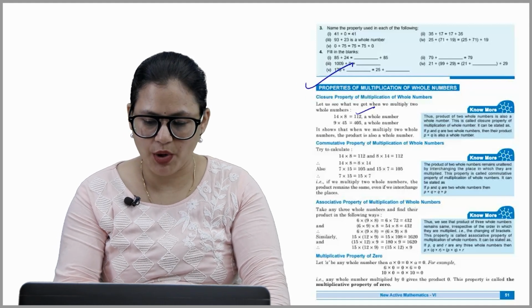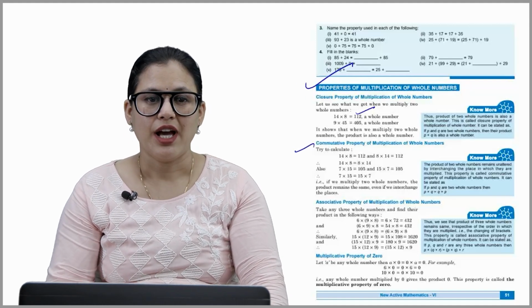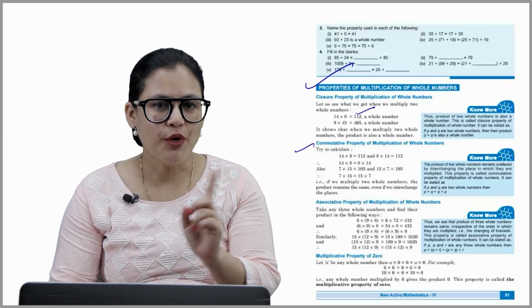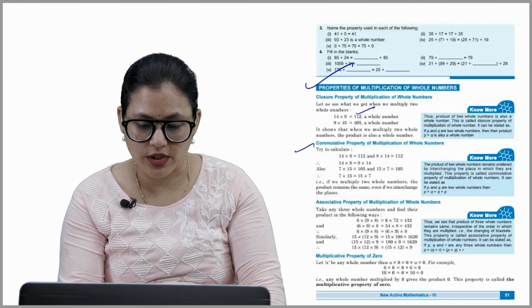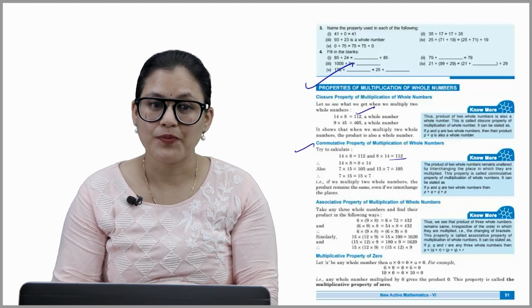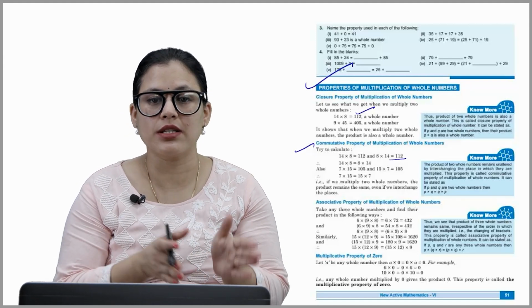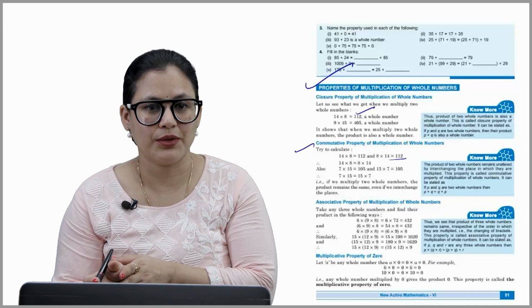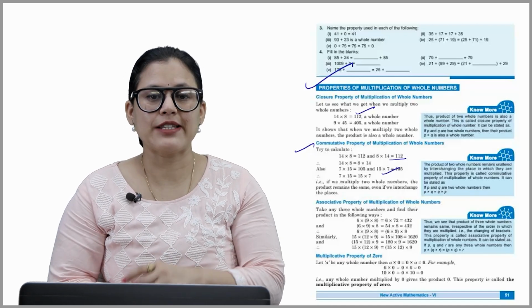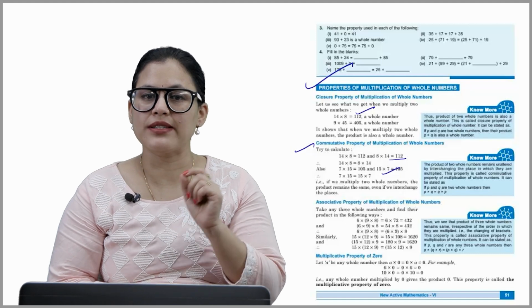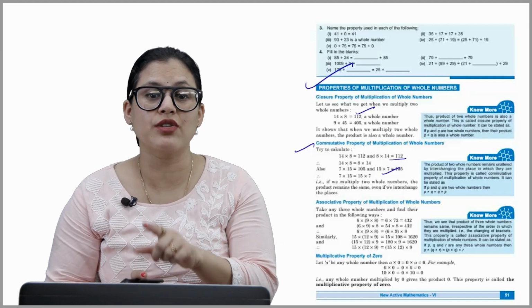Next is commutative property of multiplication of whole numbers. Try to calculate. 14 into 8 is equal to 112 and 8 into 14 is also 112. That means 14 into 8 is equal to 8 into 14. Similarly, this will be equal. That is, if we multiply two whole numbers, the product remains the same even if we interchange the places.